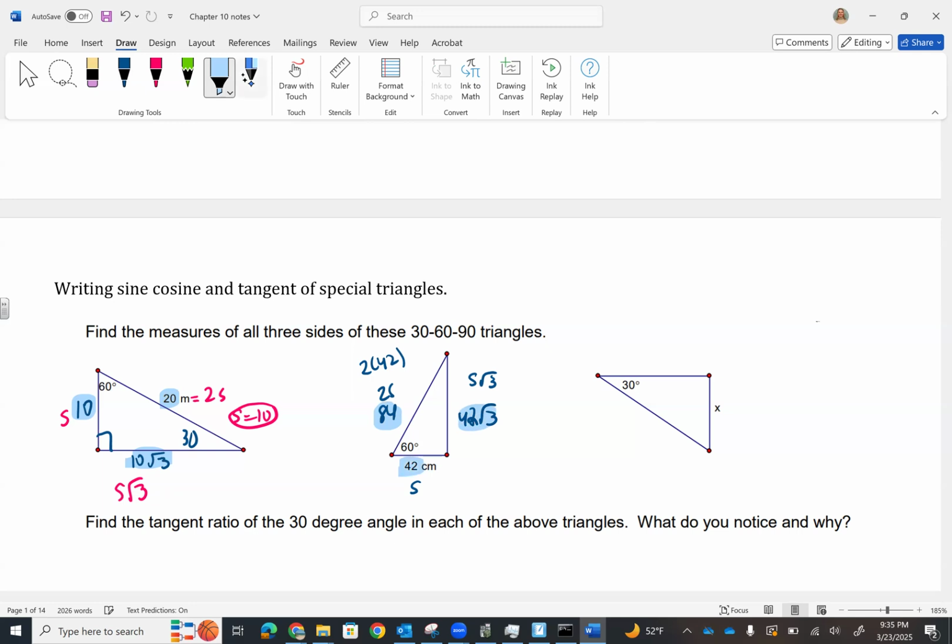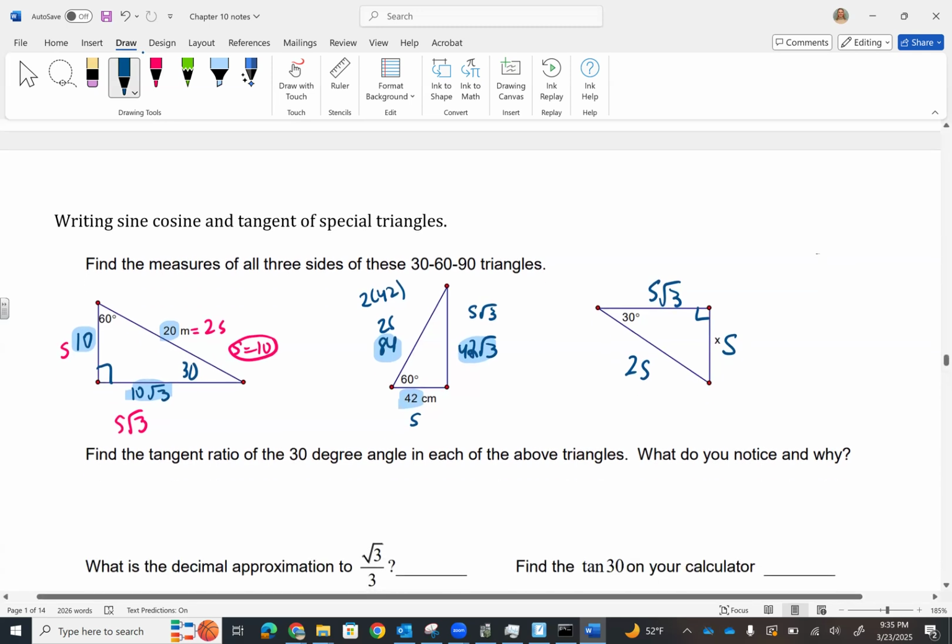And then even more abstractly, if we just write the ratios on here, this right here could be s or x, and then we could call it s, it doesn't matter. This could be 2s, and this would be s root 3. And I'm going to change this to say, okay, what is going to be the sine of 60 degrees?